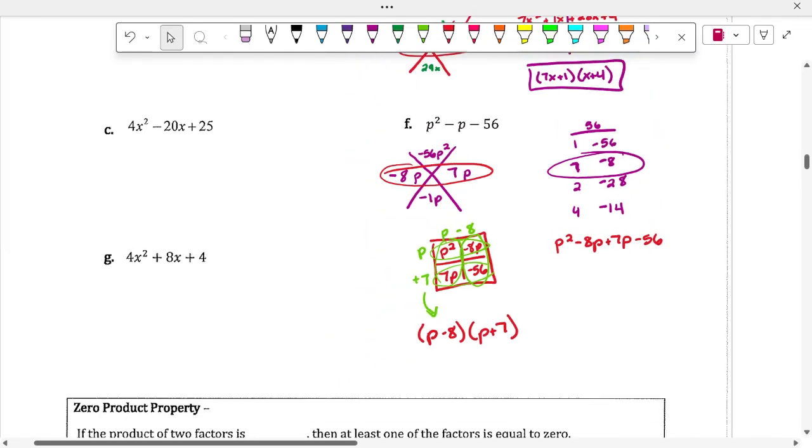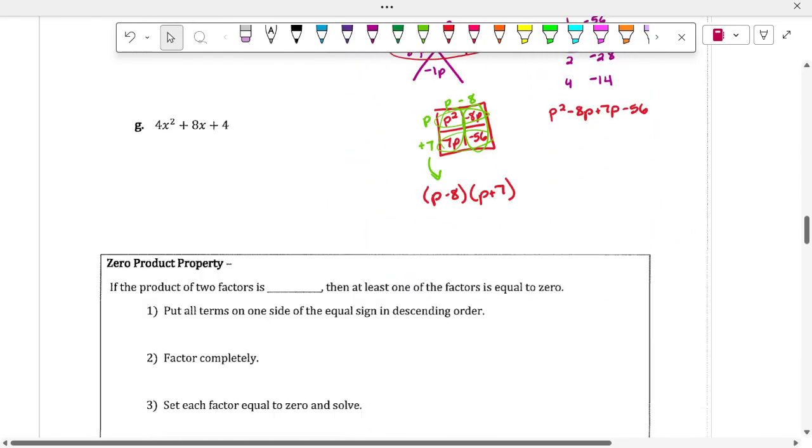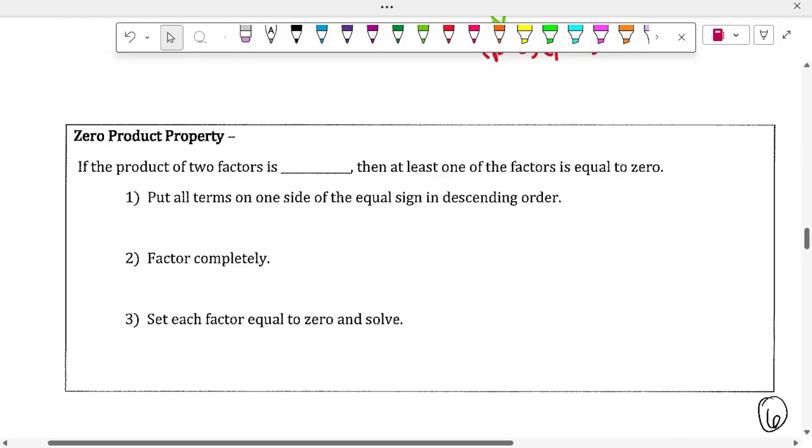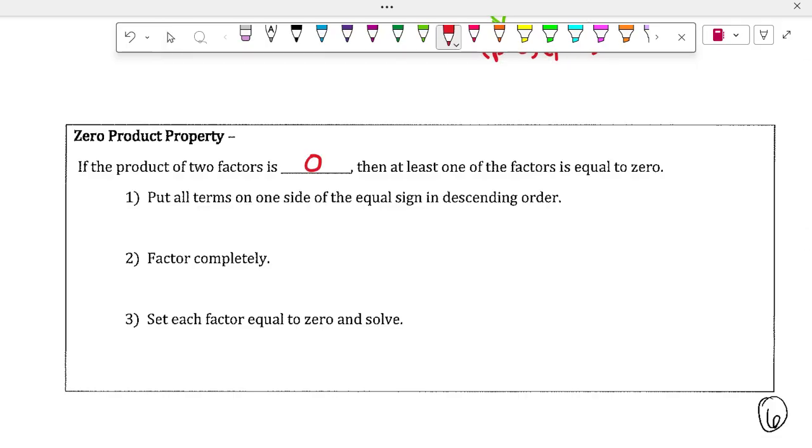All right, now, this whole unit's about solving, so going right back to solving. Once again, we use the zero product property. All it states is that if the product of two factors is 0, then at least one of the factors has to be 0. Why does that make sense?